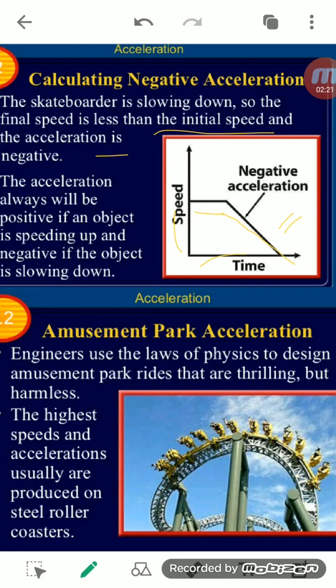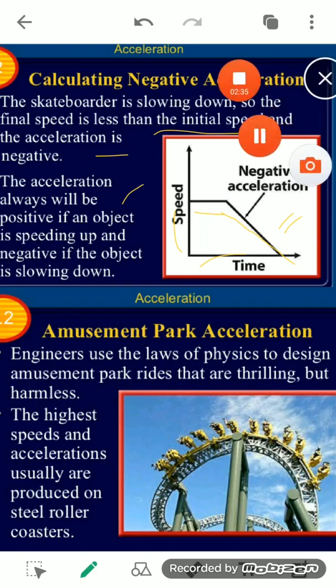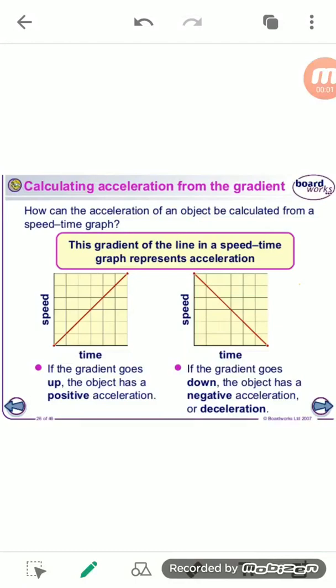The acceleration will be positive if the object is speeding up, and if the object is slowing down, this is the negative acceleration. So these are the two graphs of the negative and the positive acceleration. This is the speed-time graph representing positive acceleration, in which the graph is a straight path. Here the gradient goes down, which indicates the negative acceleration, or deceleration, or retardation.